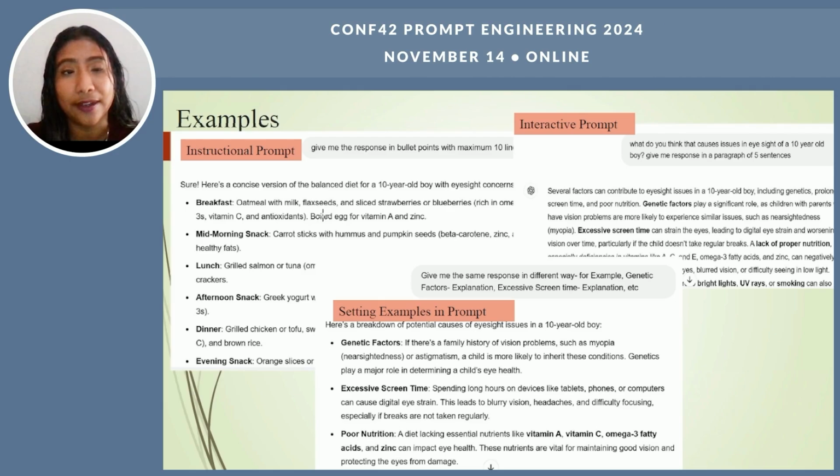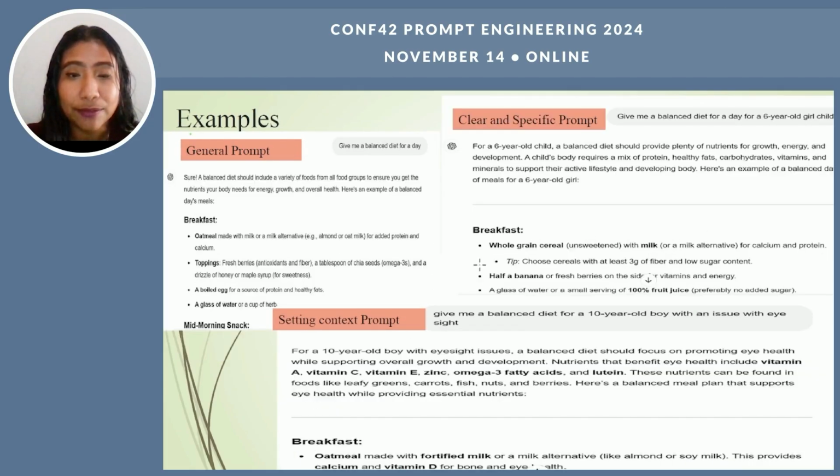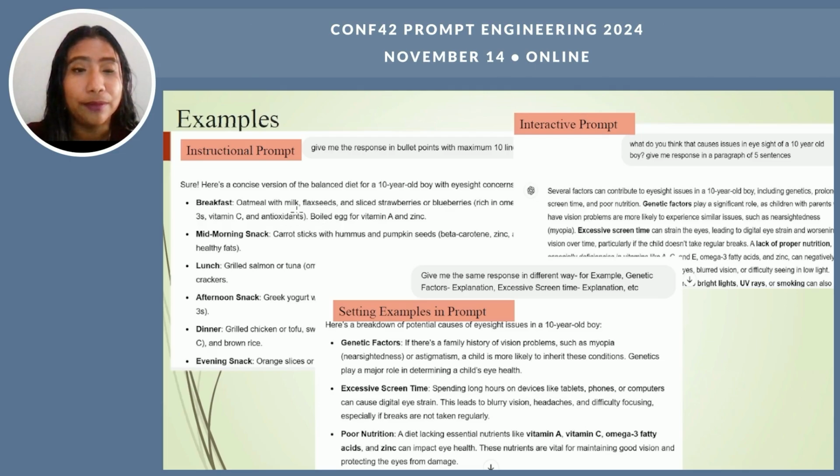As we discussed in the previous slides, there are different types of prompts: instructional prompts, interactive prompts, setting examples in prompts, etc. Let us see how an instructional prompt works. Now I am asking the AI model to give me the response in bullet points with a maximum of 10 lines. I already have a response in the previous slide, with some explanations, tips, etc.